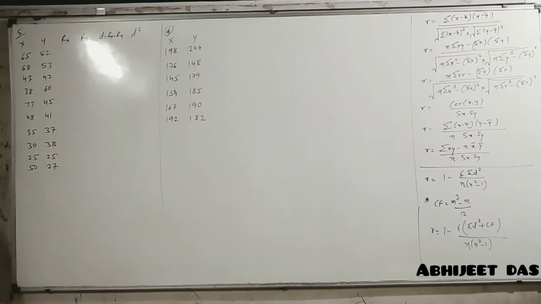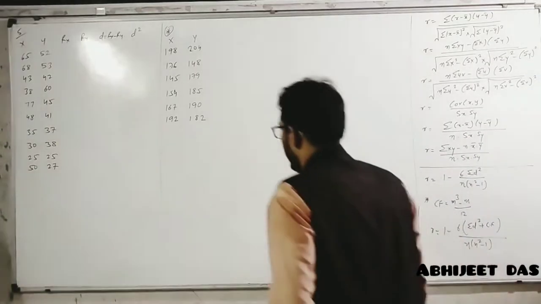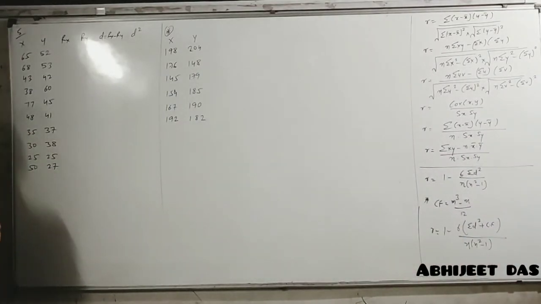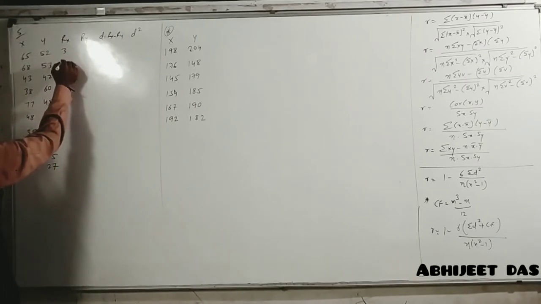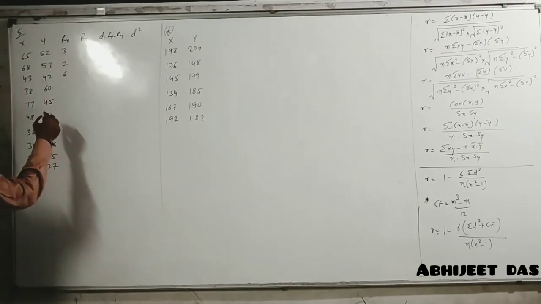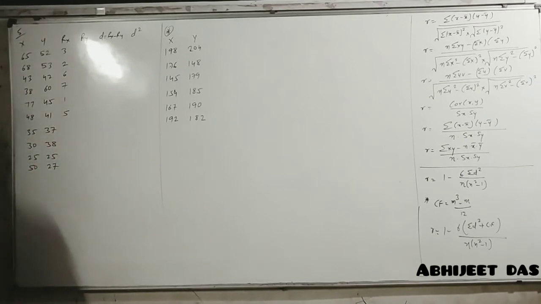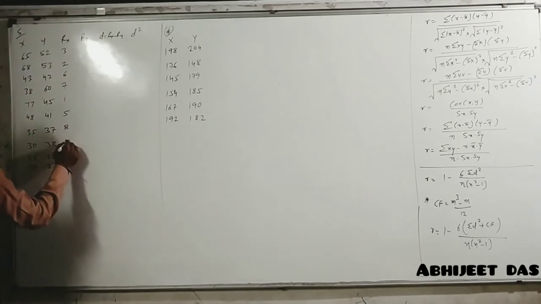Hope so you have allocated the ranks. Now I will write the ranks. 3, 2, 6, 7, 1, 5. Check your ranks. 8, 9, 10, 4.